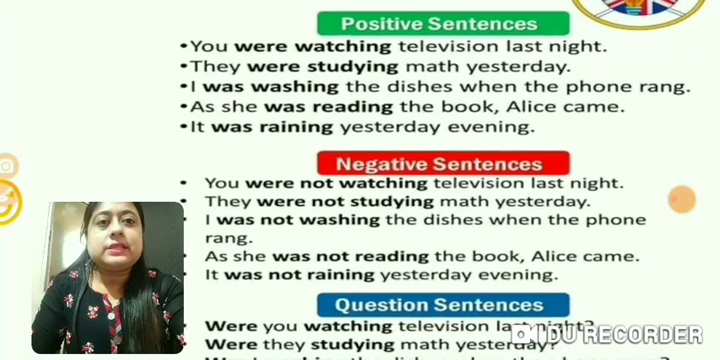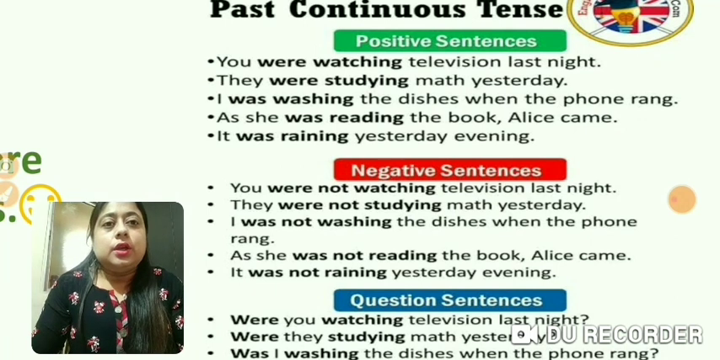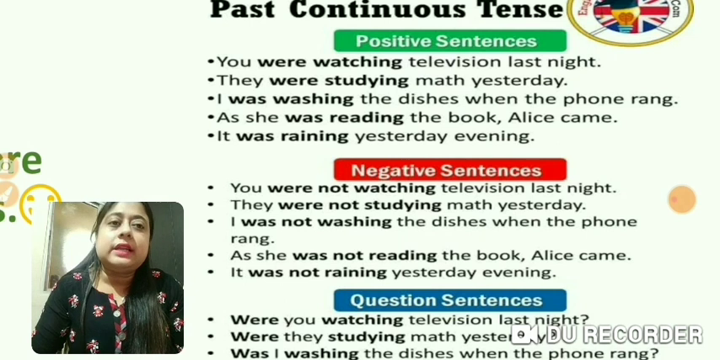Now some positive forms of the past continuous tense. Let us see. You were watching television last night. So when was that action going on? Last night. They were studying maths yesterday. So when were they studying maths? Yesterday. I was washing the dishes when the phone rang.